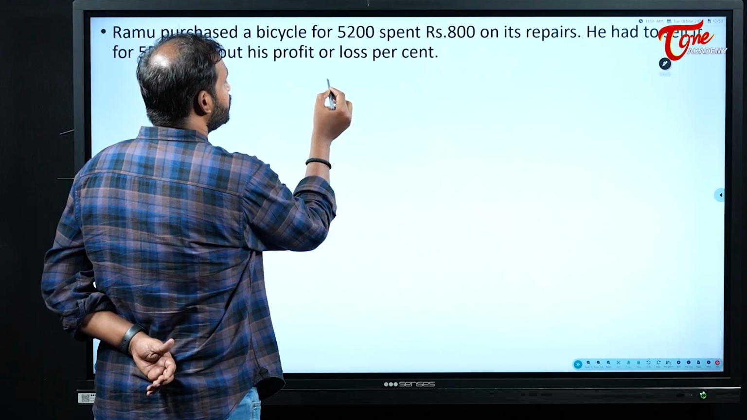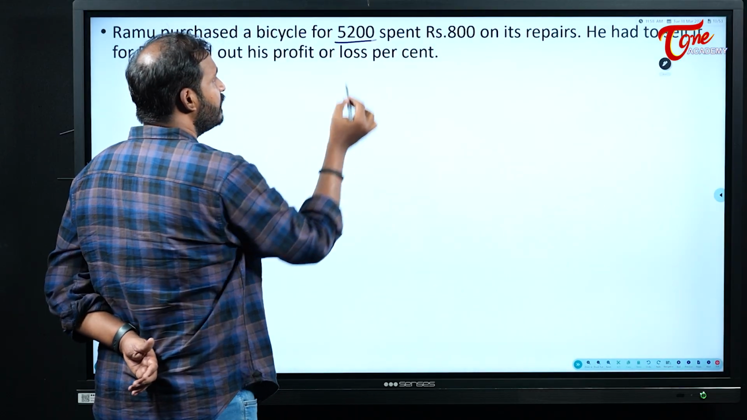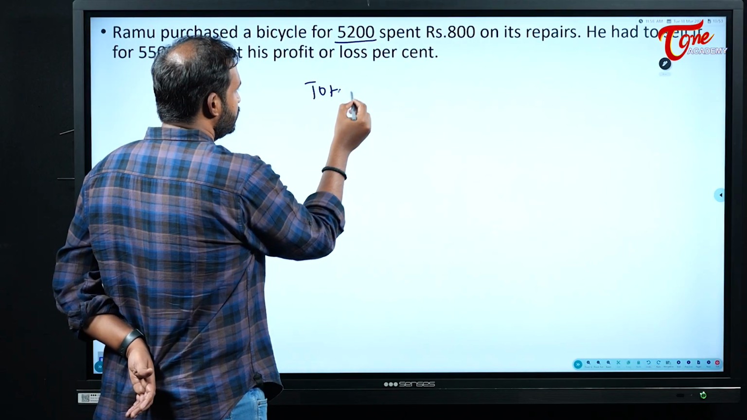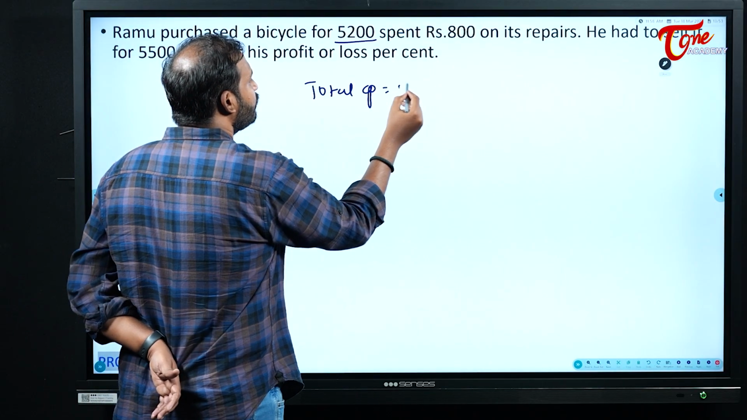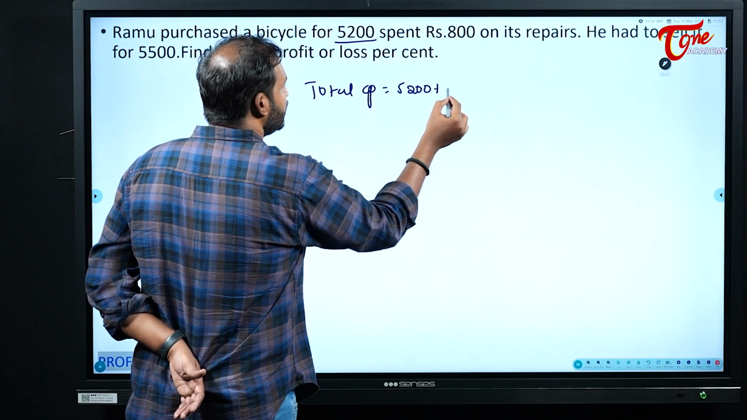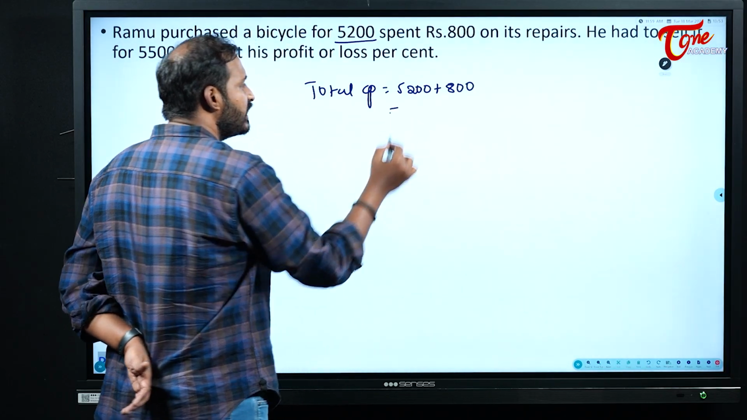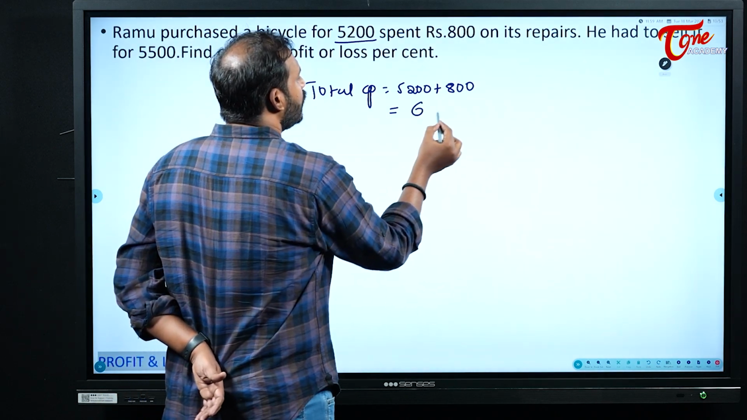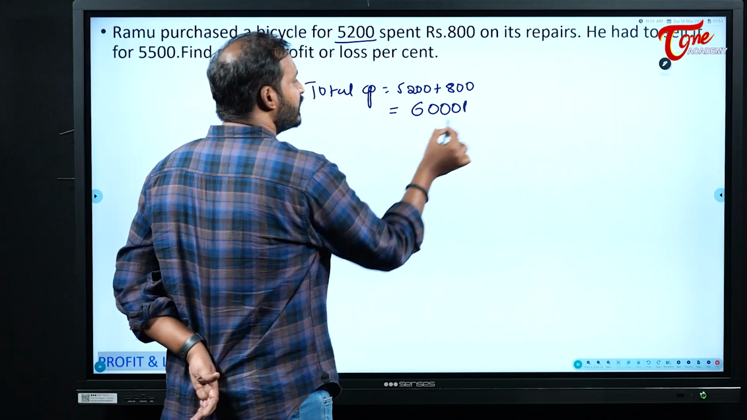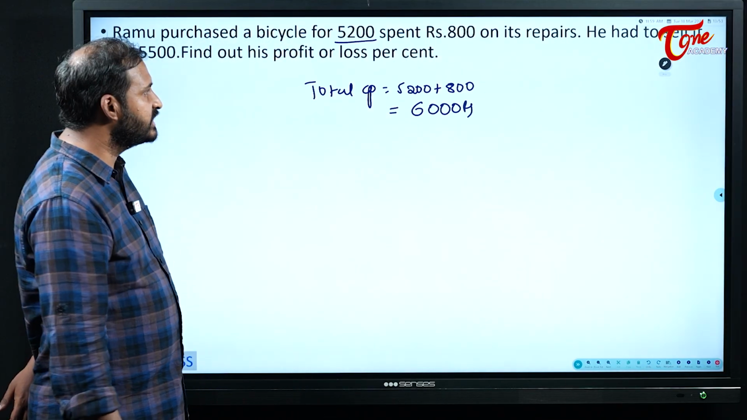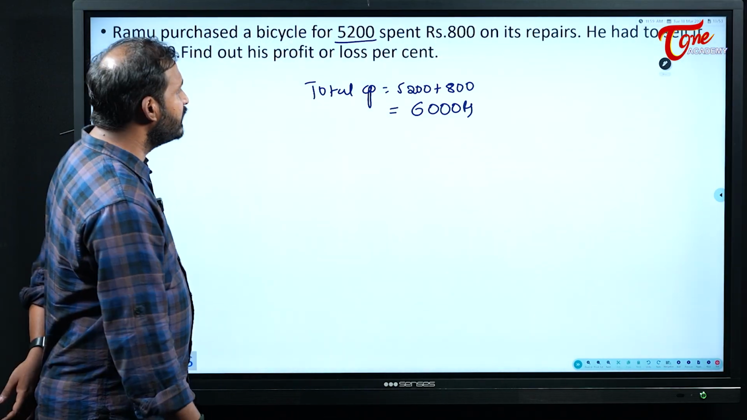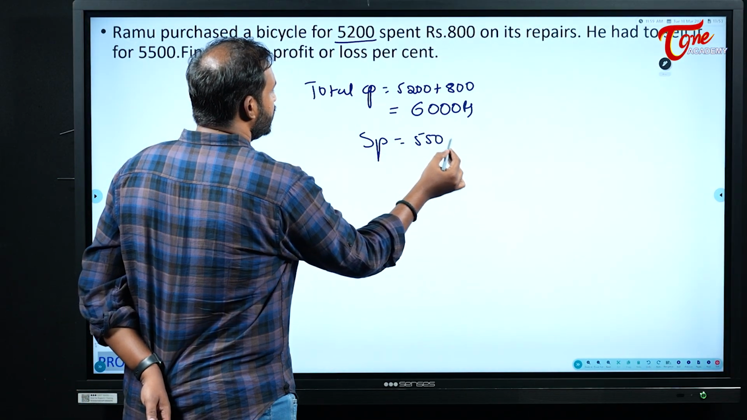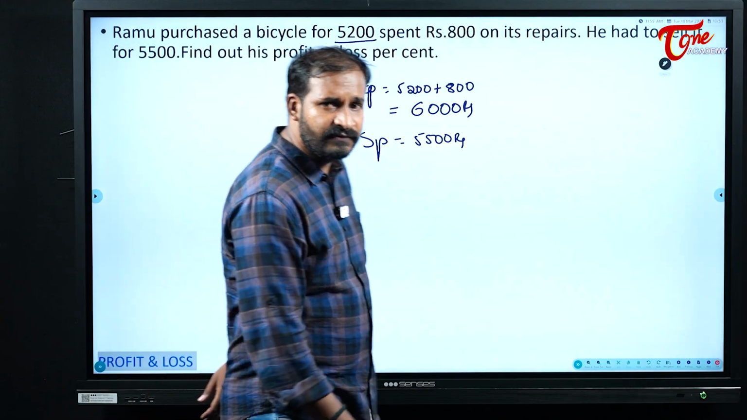The cost price is 5200, but after repairs, the total cost price will become 5200 plus 800. The reason is we should also add this repairing cost, because he will spend for that repair, right? So overall he spent 6000 rupees on that to purchase and to repair it. But he sold it for 5500 rupees. He spent 6000 rupees and sold it for 5500 rupees.